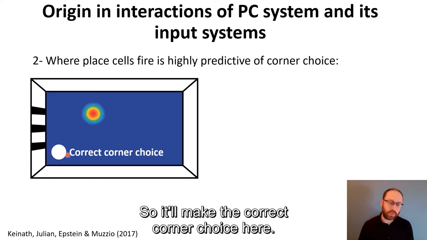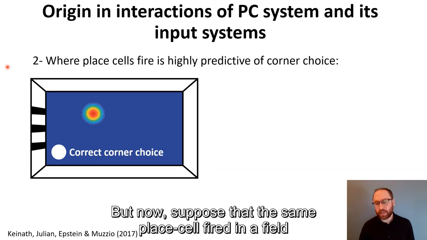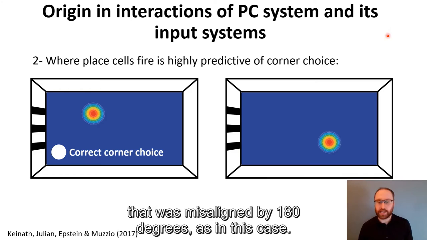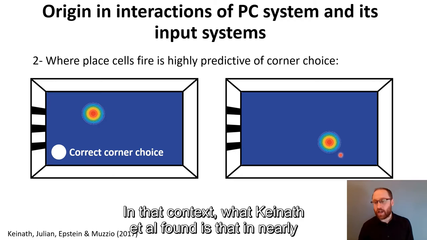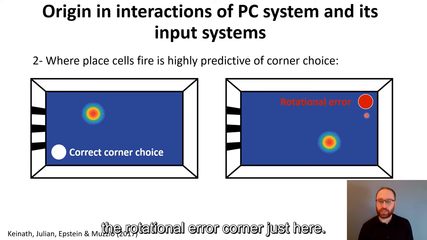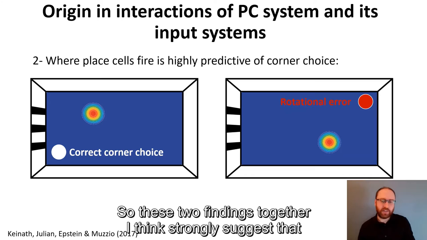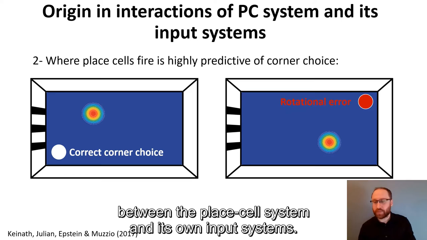But now suppose that the same place cell fired in a field that was misaligned by 180 degrees, as in this case. In that context, what Keenath et al. found is that in nearly all cases, subjects went to look for the goal in the rotational error corner, which is here. So these two findings together, I think, strongly suggest that the origin of rotational errors is in the interactions between the place cell system and its own input systems.